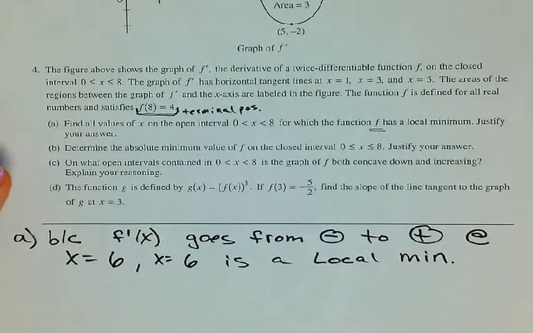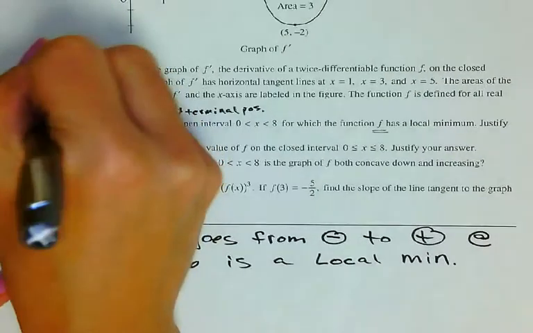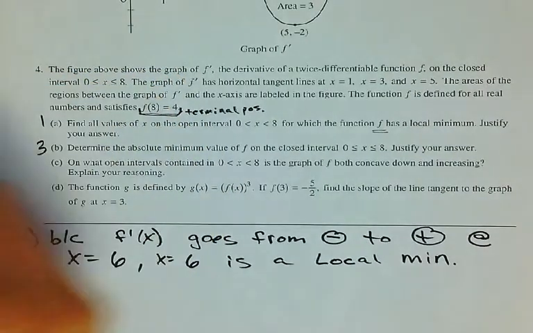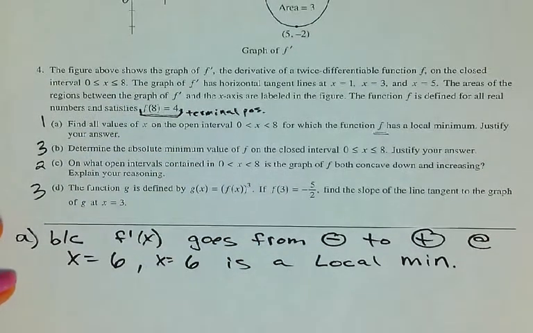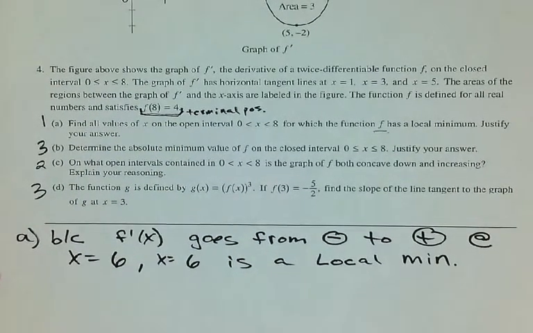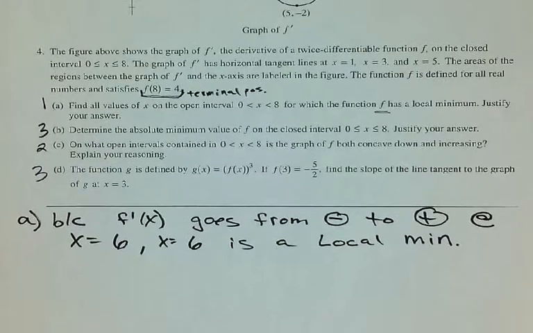Okay? And that was just worth 1 point as I'm looking at the scoring guide right now. It was only worth 1 point. Your point breakdown is 1, 3, 2, 3. Okay? All right. So we've got that part for part A. I don't think that's too bad.